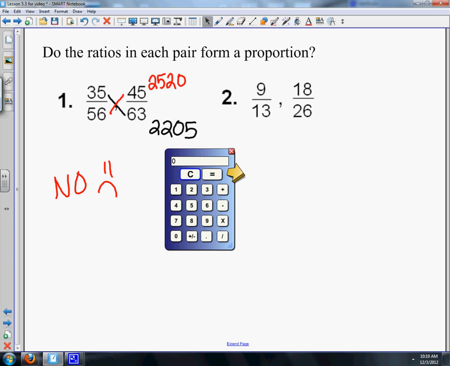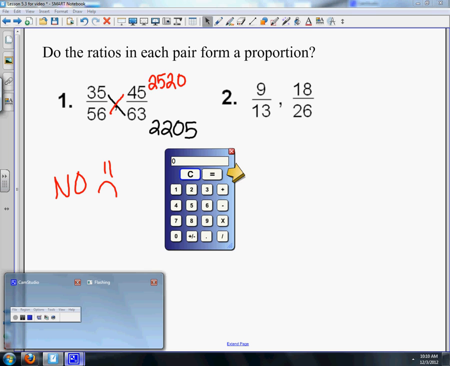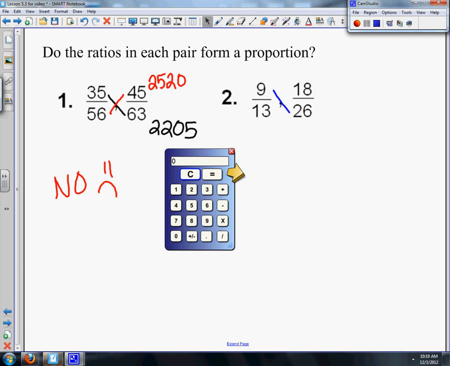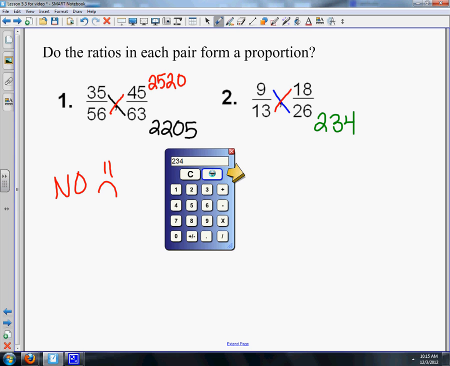Here, I'm going to do 9 times 26 on my calculator, and that equals 234. And then I'm going to do 13 times 18 on my calculator, and that equals 234. So yes, these do form a proportion.